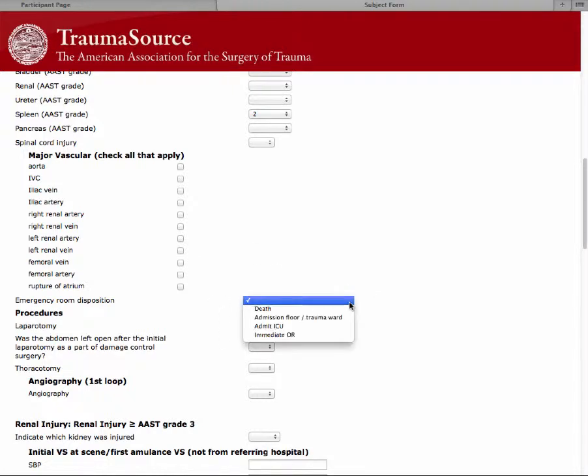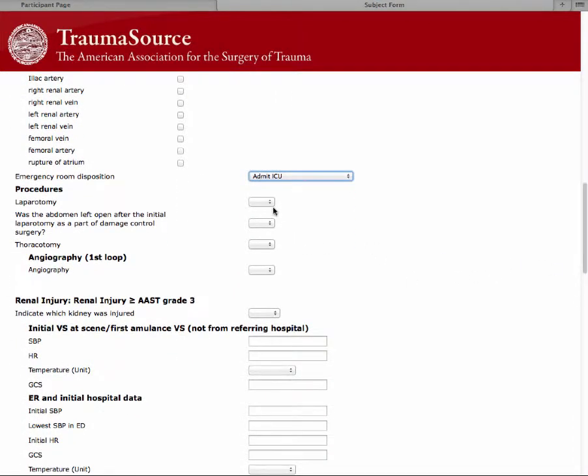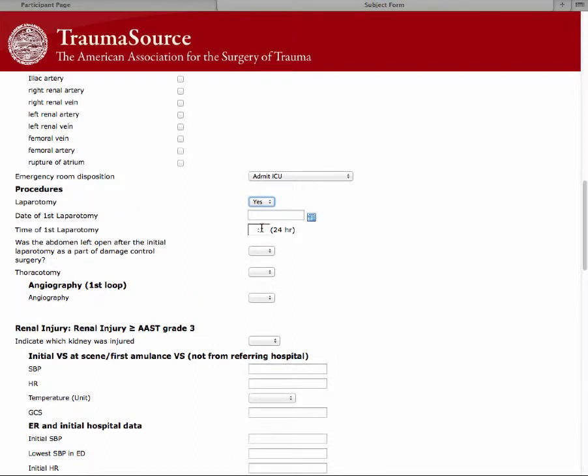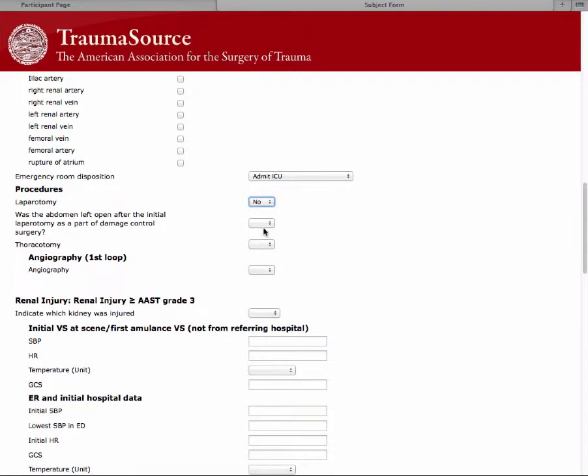Emergency room disposition. The patient could have died in the ER, went to the trauma ward. This patient had a severe kidney injury and was taken to the ICU for observation. And laparotomy. If the patient required a laparotomy, then the date of the first laparotomy would come up along with the time of laparotomy. This patient was observed, and so no laparotomy.